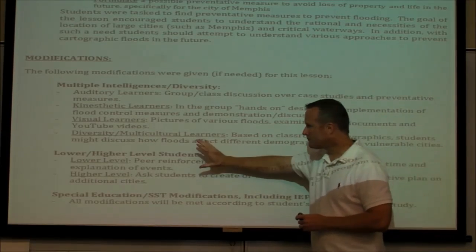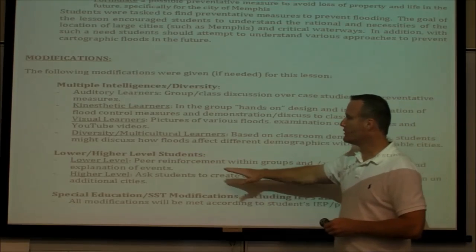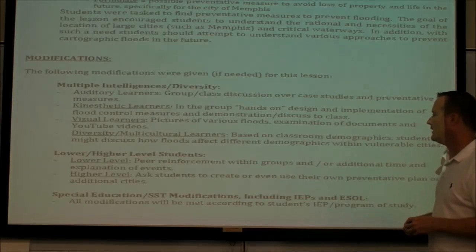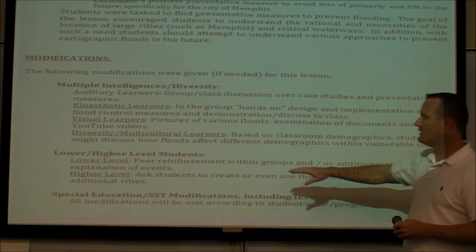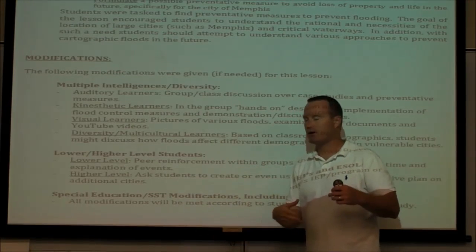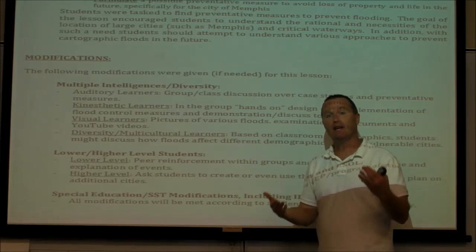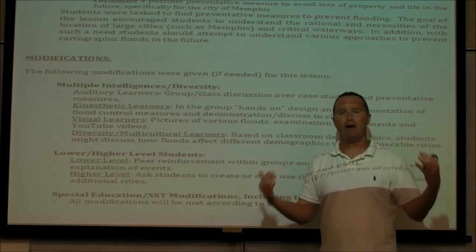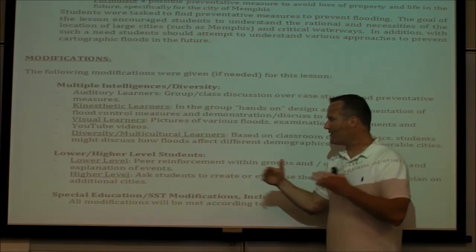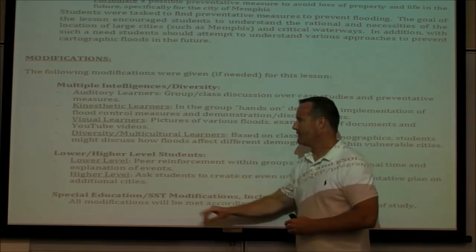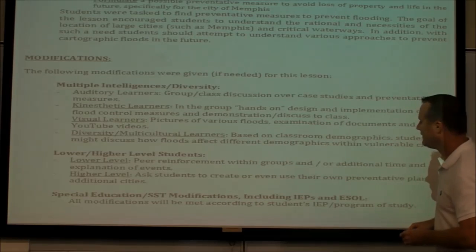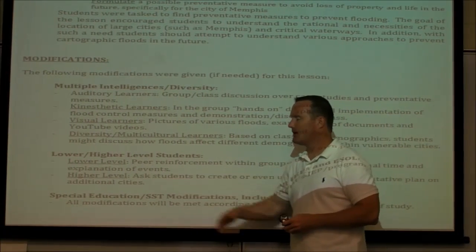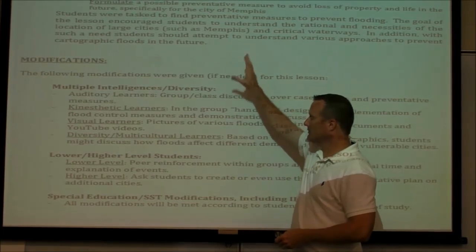Now, lastly, low-level and high-level learners. For my students who are lower-level learners, which you'll have unless you have an advanced placement course: reinforcement within groups, additional time on task if needed, explanation of events. So you're helping the students with their peers. If they also need additional support from you, you can give it to them. Remember, this is on paper. We're trying to show that we are planning for every possible outcome, any possible situation that we can think of that's legitimate right here. And for higher level students: create or even use their own preventative plan for additional cities. So if the students are advanced, you might have them actually design something in addition to what they had to do up here.